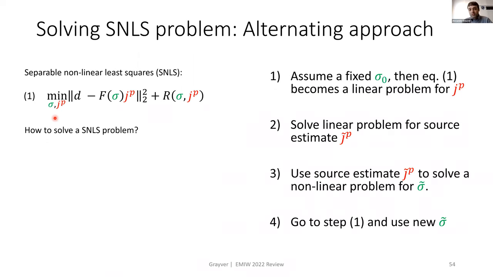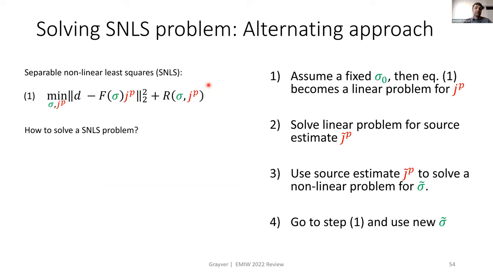The simplest approach to determine both external currents and conductivities and retain the consistency between the two, without resorting to oversimplified source geometry assumptions, is the so-called alternating approach, where you start the problem by assuming a certain electrical conductivity model, sigma zero. Then you have to solve this equation. So you say, I know my conductivity to a certain degree, then you have to solve only for the JP here, and the problem becomes linear.